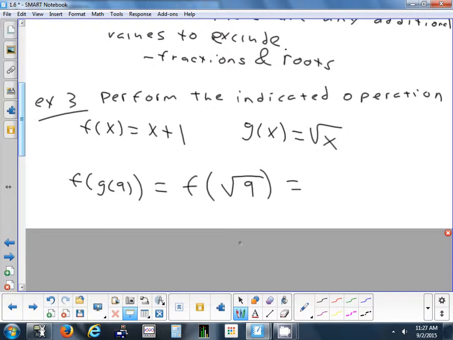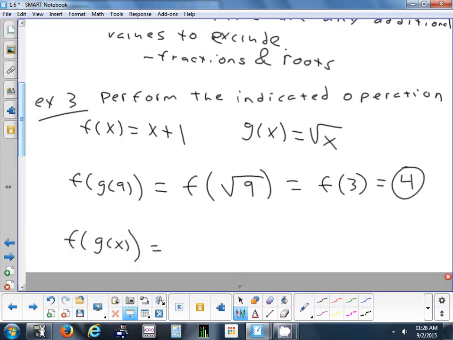And Madison, what do you get when you take square root of 9? 3. Good, we get 3. So now we simplified g of 9. We got 3. Now we're going to find f of 3. Right, so Cameron, what would I get if I plug 3 into function f? 4. Yeah, I get 4. Plug 3 in, get 3 plus 1, which gives me 4. Perfect. Any question on that?